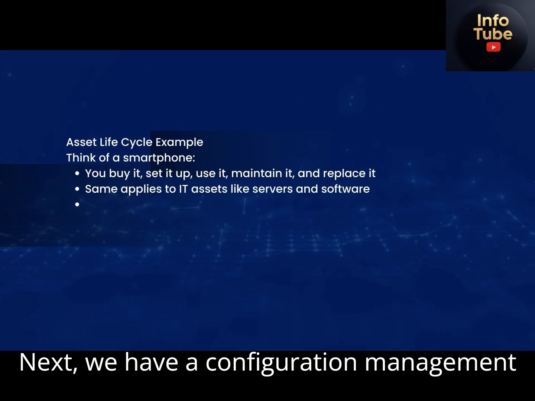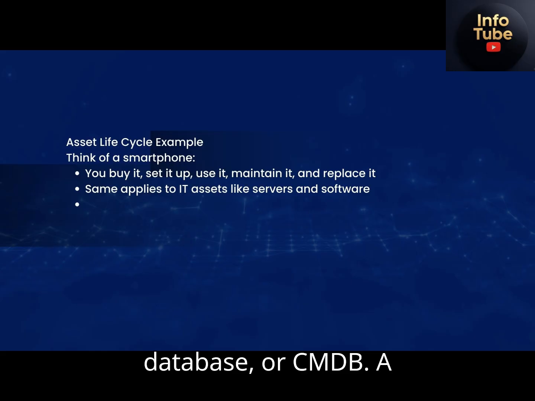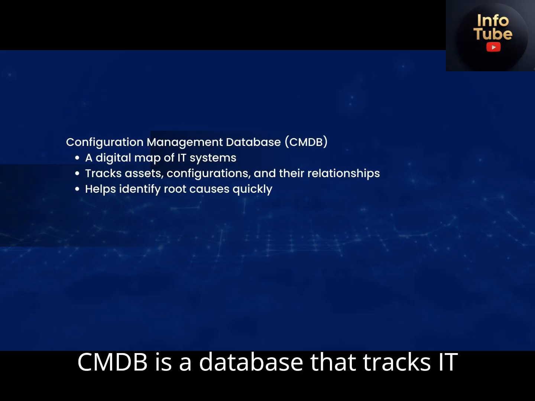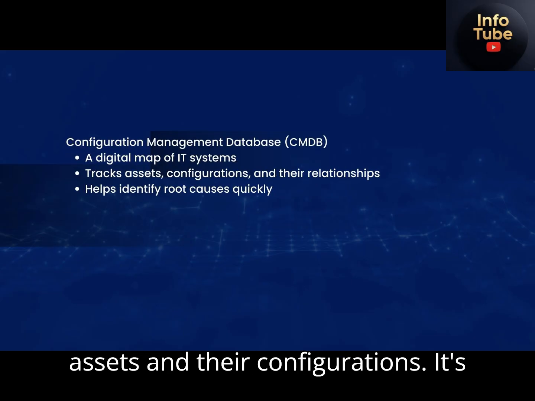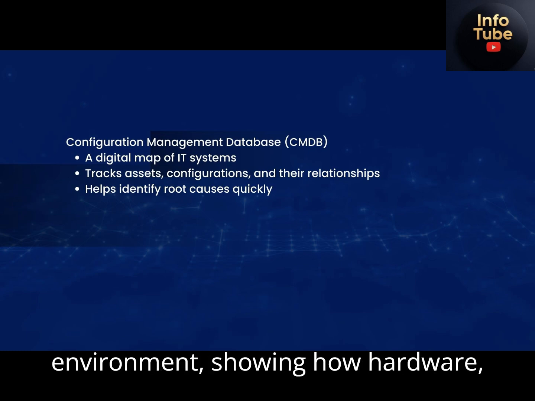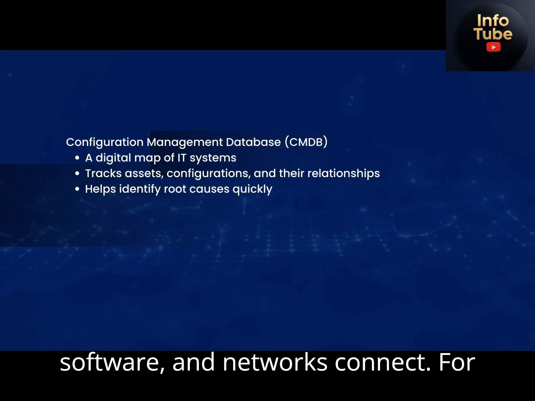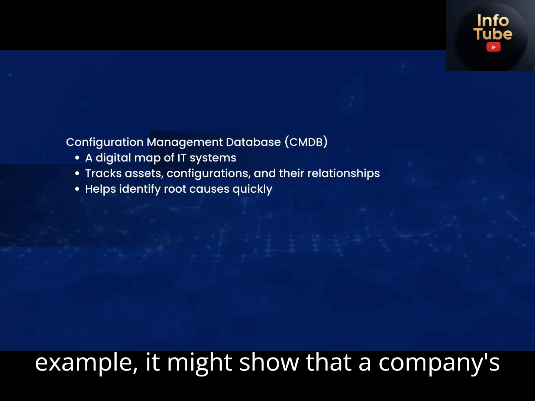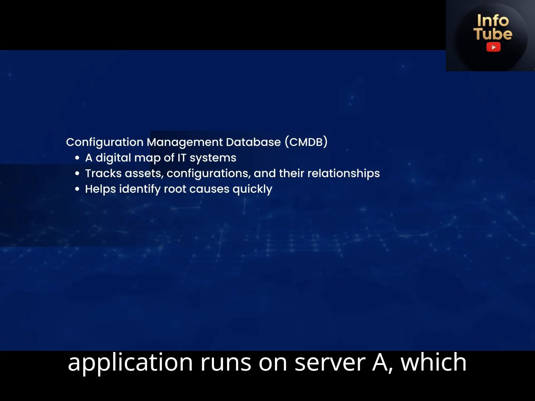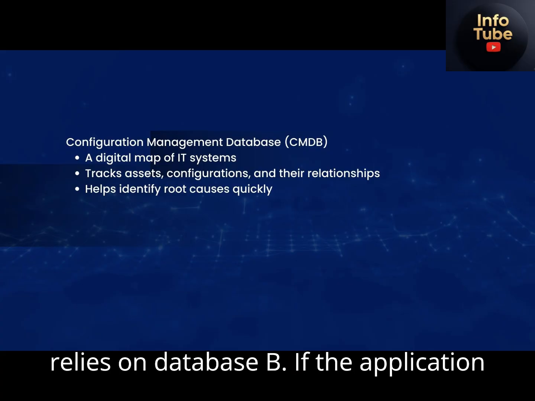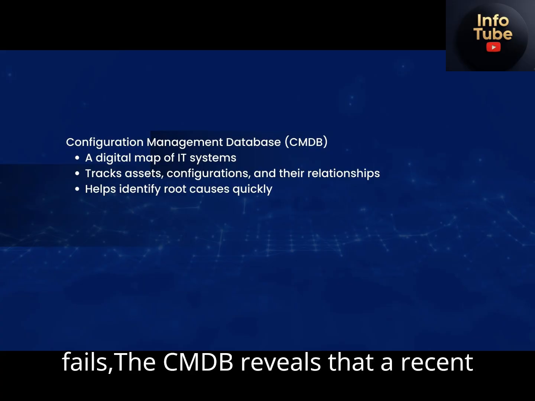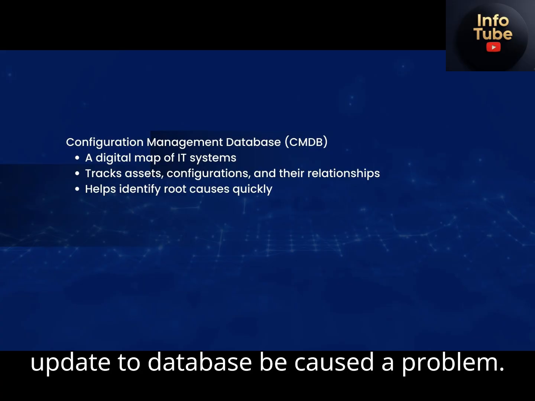Next, we have a Configuration Management Database, or CMDB. A CMDB is a database that tracks IT assets and their configurations. It's like a digital map of your IT environment, showing how hardware, software, and networks connect. For example, it might show that a company's application runs on server A, which relies on database B. If the application fails, the CMDB reveals that a recent update to database B caused the problem.